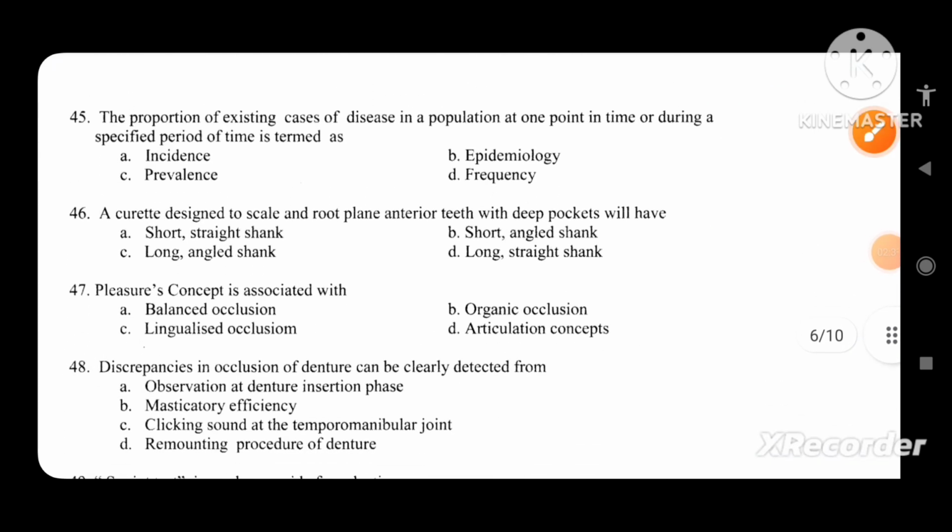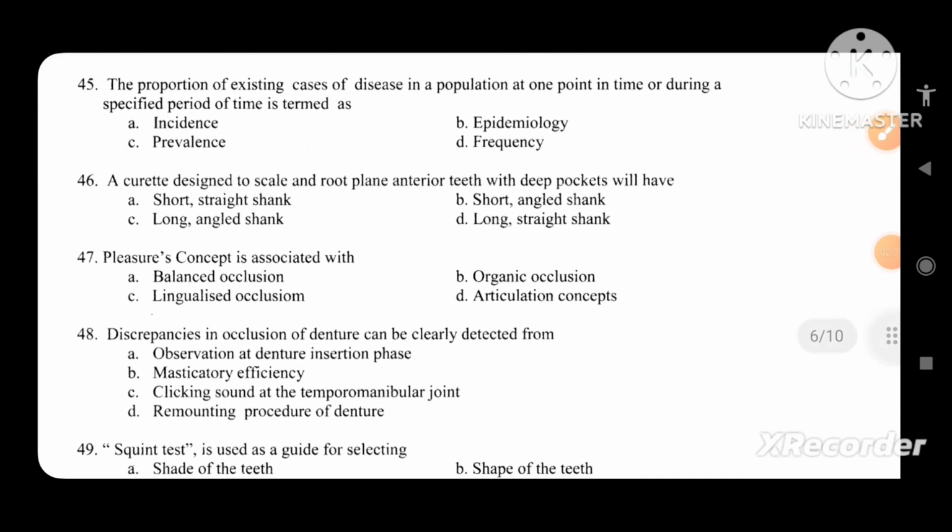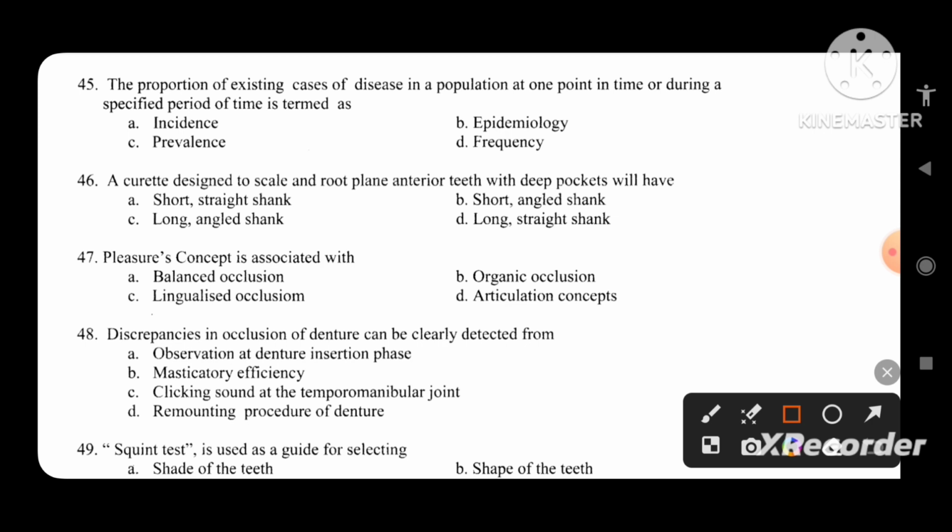Next question is, the proportion of existing cases of disease in a population at one point in time or during a specified period of time is termed as. Options are incidence, epidemiology, prevalence or frequency. And the correct answer is prevalence. The proportion of existing cases of disease in a population at a point in time or during a specified period of time is termed as prevalence.